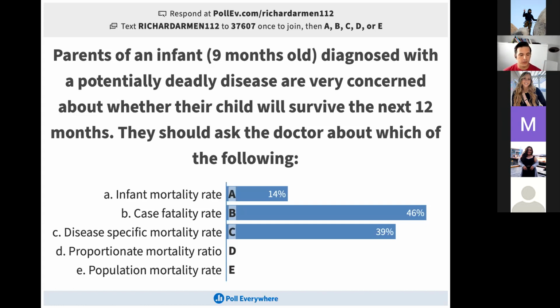So then the second one, let's go to C, disease-specific mortality rate. What does the disease-specific mortality rate tell us? Among everyone in the population, so the denominator for disease-specific mortality rate is total population, how many people died from that particular disease? So in the entire population, regardless of age and other things, what is the mortality rate from that one disease? That tells me the overall burden of disease in the population.